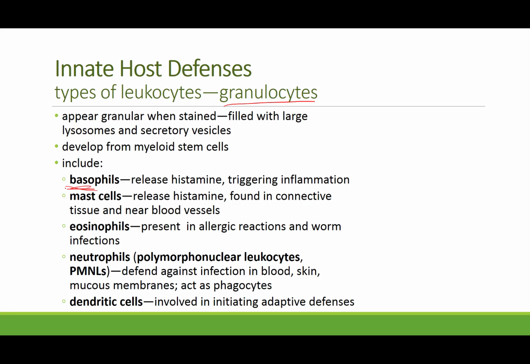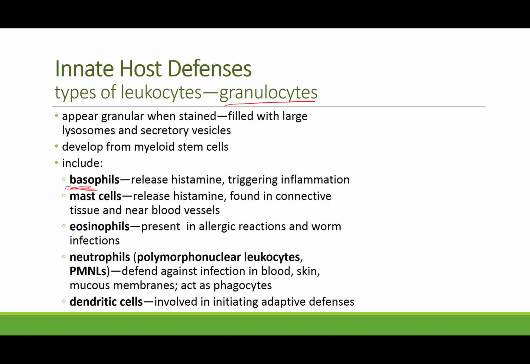Neutrophils, also known as polymorphonuclear leukocytes, how's that? PMNLs. Neutrophils, they get their name because neutral stains, rather than basic stains, work best to stain them. They're called polymorphonuclear leukocytes because they have nuclei that are in multiple shapes.